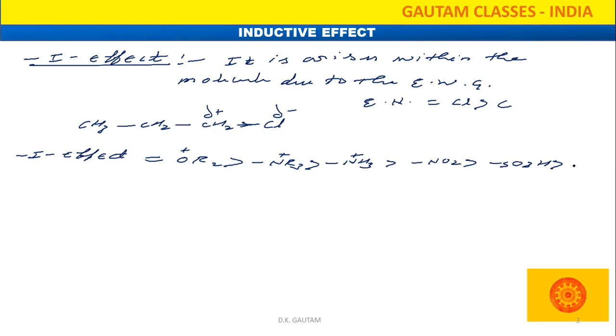SO3H, CN, carboxylic group, X, OH, OR, amine group, and then the phenyl group, that means benzene, and at the end hydrogen comes.